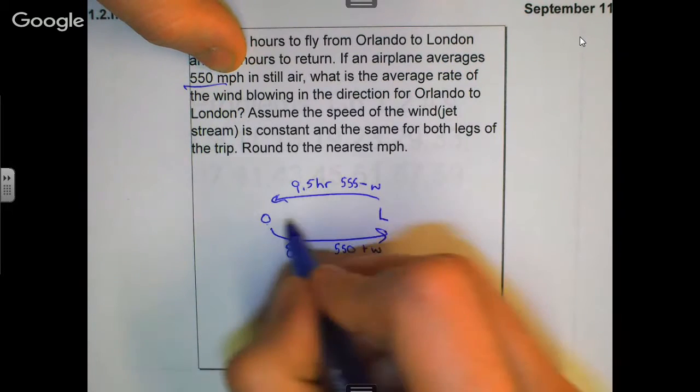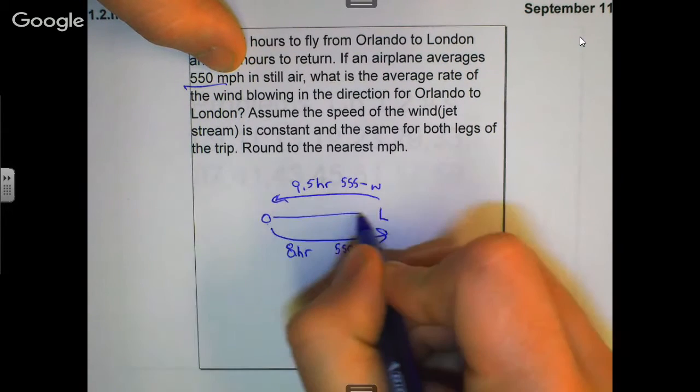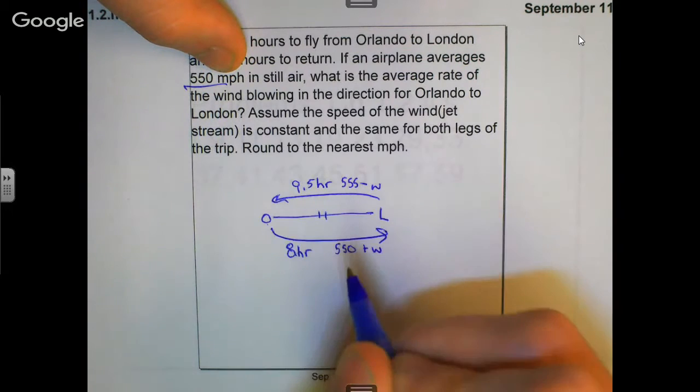Okay. Now, what do we know about the distance between Orlando and London? It is the same both ways.